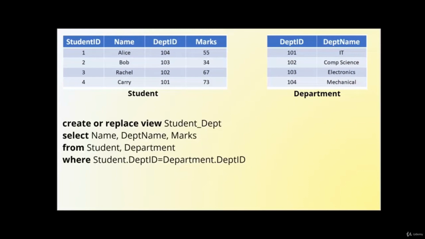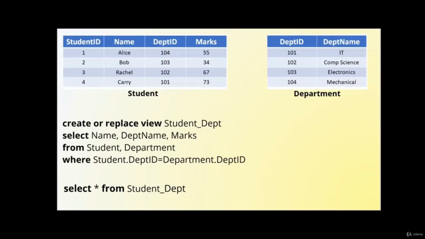So there's create or replace view, then there is the name of the virtual table, student_department, and then there's select name, department name, marks, which are the column names you want to see, from student and department, which are the original table names, where student.department_ID equals department.department_ID. So here we are establishing the relation between these two tables. After this, a virtual table will be created, but it will not be displayed. In order to display it, we have to run one more query, that is select star from student_department.